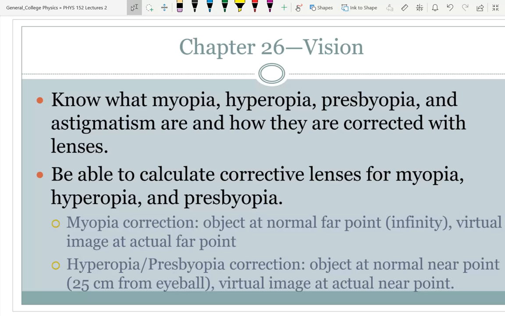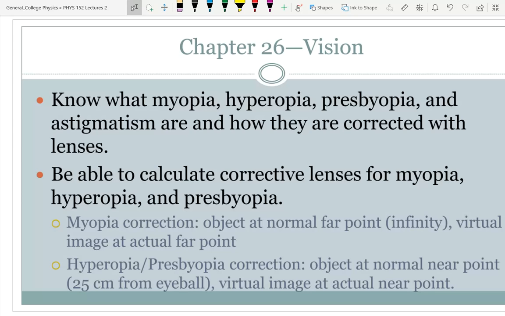For hyperopia, otherwise known as farsighted, you can see far just fine. In fact, people with hyperopia can technically focus on light that is diverging, light that's coming from farther than infinity away, which isn't possible, or light that's behind them, which, you know, it's weird. So they have a problem that they cannot see near things. So they need a lens that's going to take an object at the normal near point of 25 centimeters and make an image at their actual near point so they can focus on things up to 25 centimeters.